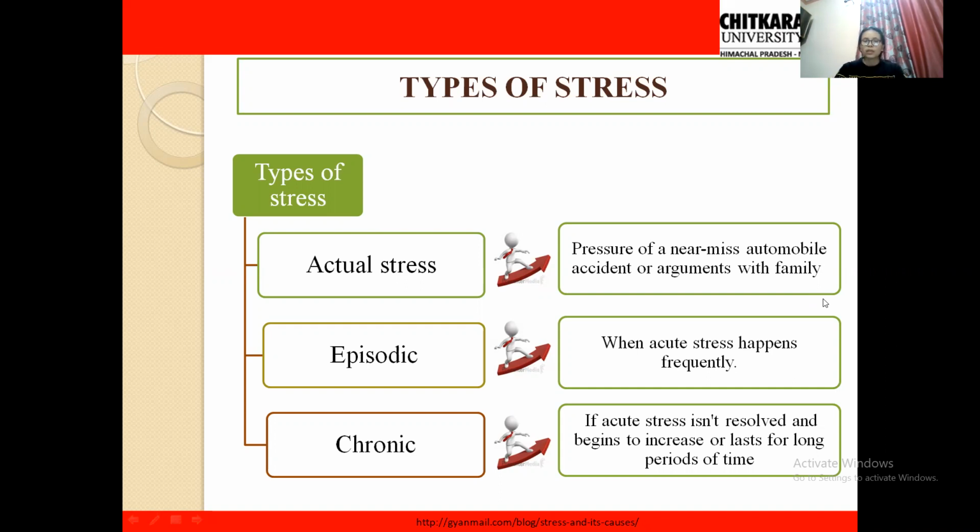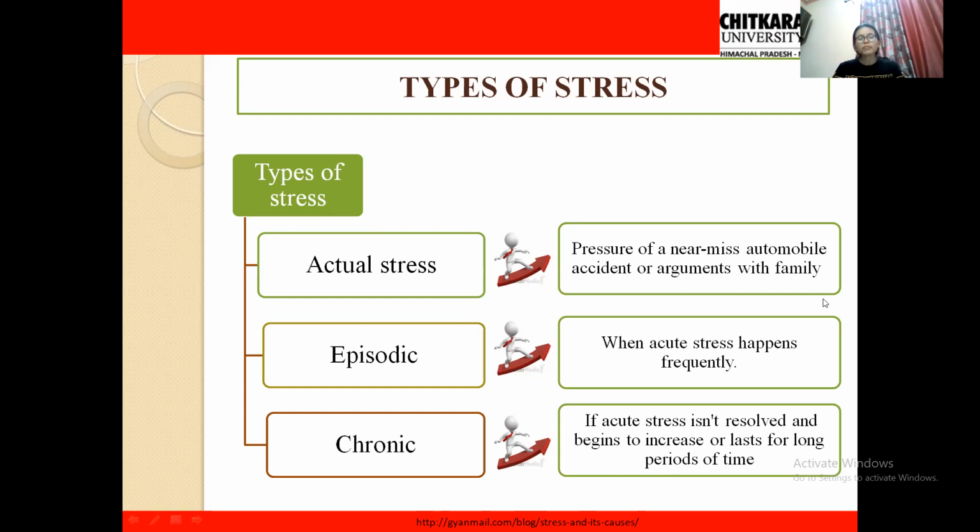In episodic stress, when acute stress happens frequently, that is when that particular stress happens repeatedly, every time, that is called episodic. For example, in every examination, every time I feel stress. That is a kind of episodic stress.